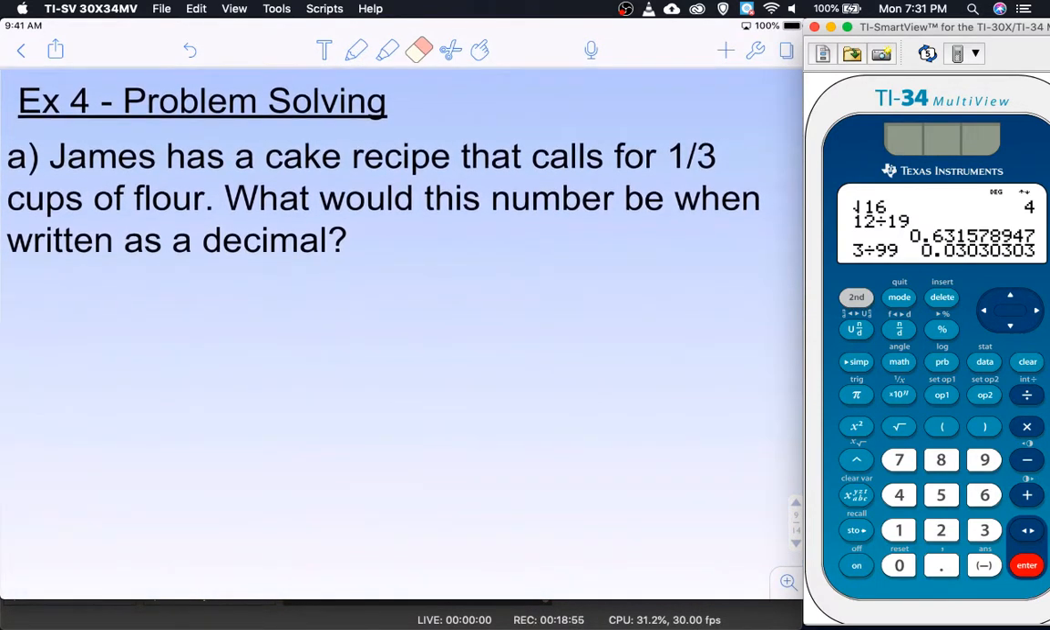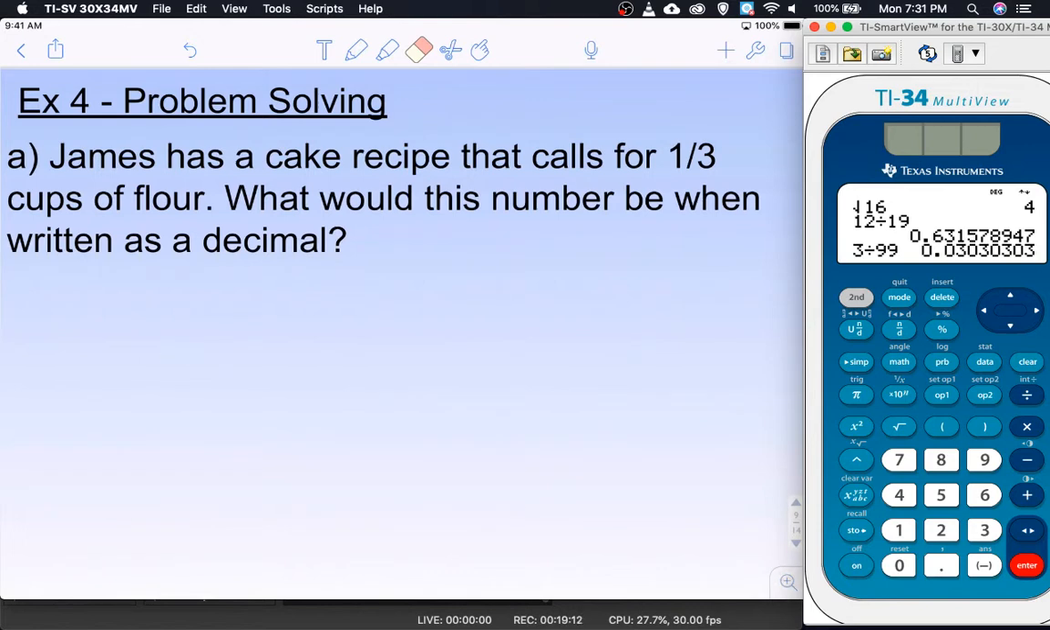Problem solving. We're on the applications already. James has a cake recipe that calls for 1/3 cups of flour. What would this number be when written as a decimal? Okay, that's a pretty straightforward problem. Just what is 1/3 as a decimal?